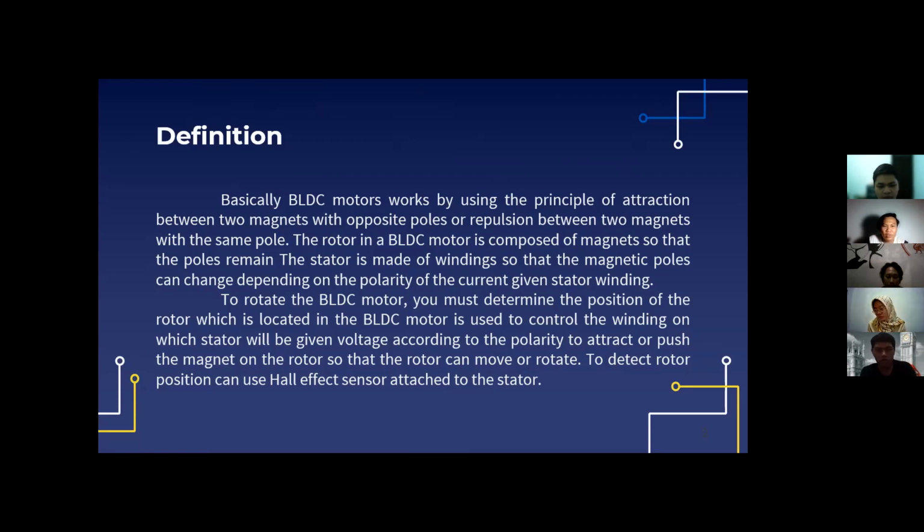To rotate the BLDC motor, you must determine the position of the rotor. This is used to control which stator winding will be given voltage according to the polarity, to attract or push the magnet on the rotor, so that the rotor can move or rotate. To detect rotor position, we can use a Hall effect sensor attached to the stator.